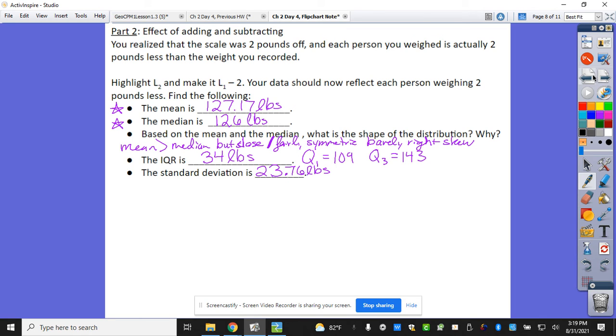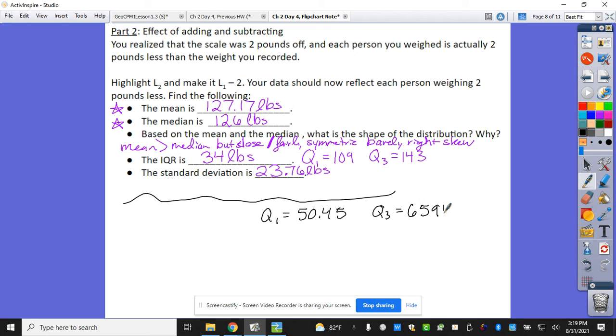Or just copy part 2 to part 3. Just the line for the third part, yeah. The based on the mean and median part. For IQR, I didn't write down Q1 and Q3 for some reason. What is my Q1? 50.45. And what is my Q3? 65.91. For an IQR of 15.6.